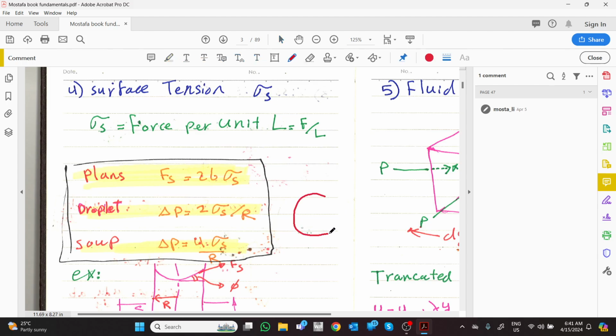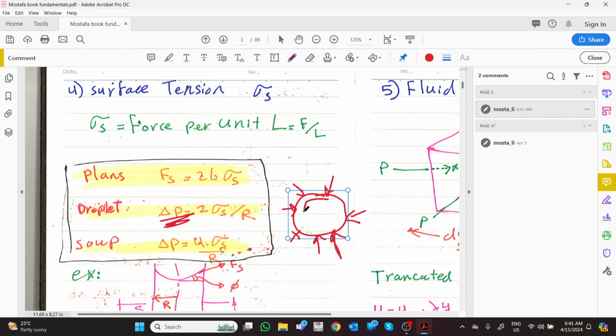So imagine if you have a droplet. Imagine that this surface is a rubber, which is exerting a pressure force in this direction, a pressure force in this direction. That is why we put it as delta P. And in case we have a soap bubble, why is this one twice of this one?